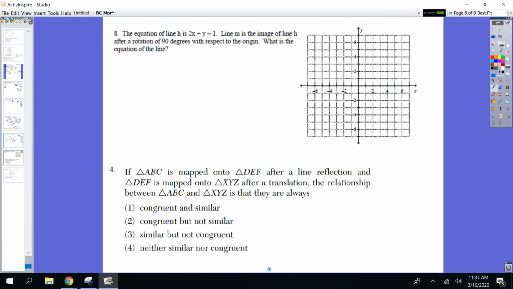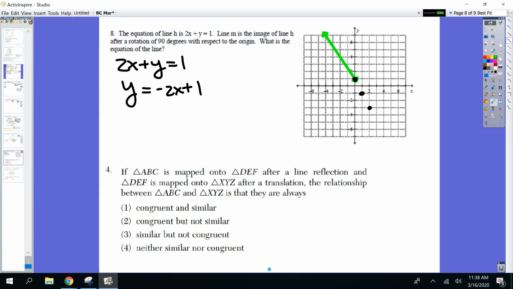Last big one we got to do here. We've rotated points, points, points. Can we rotate a line? So I have this line 2x plus y equals 1, and line M is the image of this line after a rotation of 90. What's the new equation? Let's see it on the graph. Let's solve for y here. Everyone subtract over 2x, negative 2x plus 1, down 2 over 1, down 2 over 1.